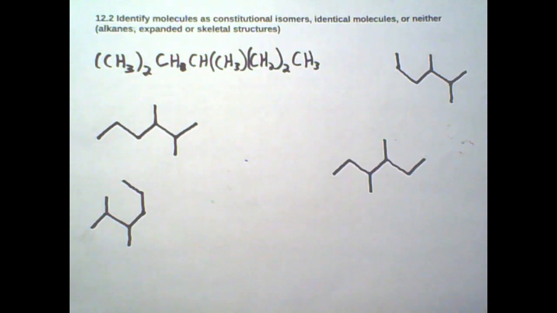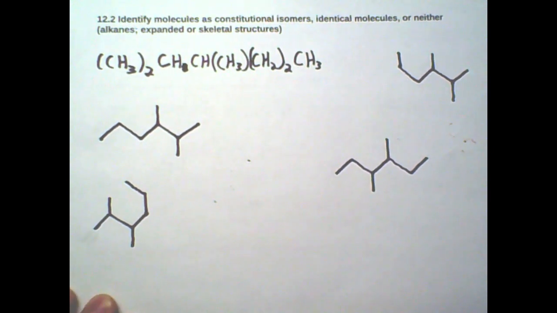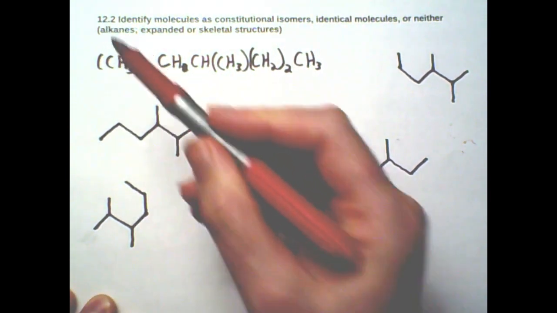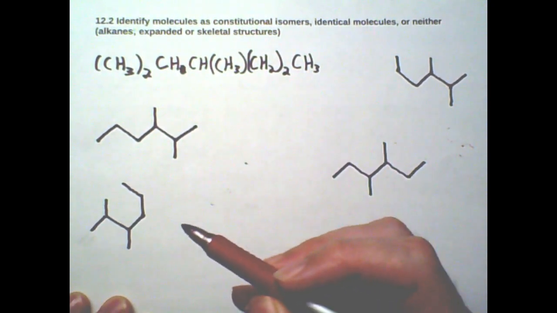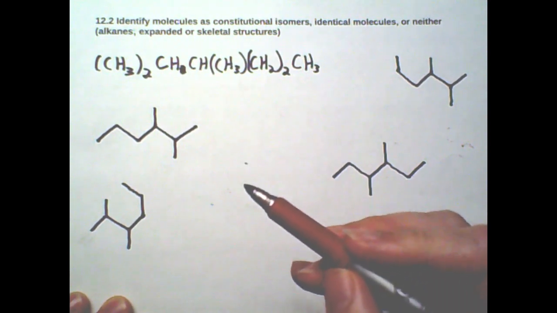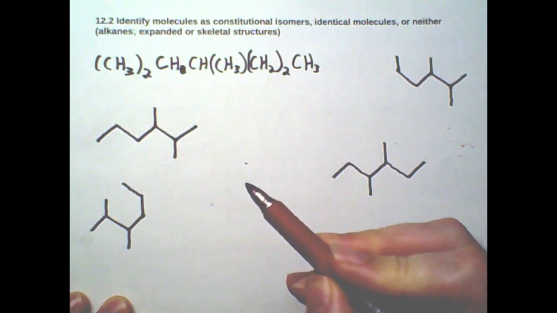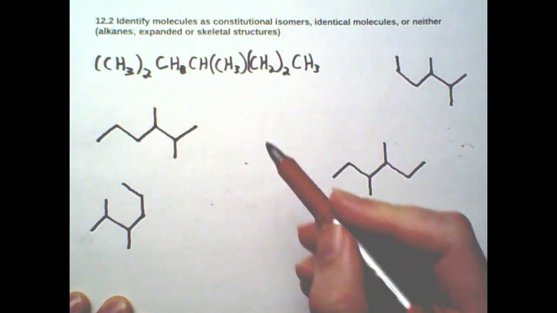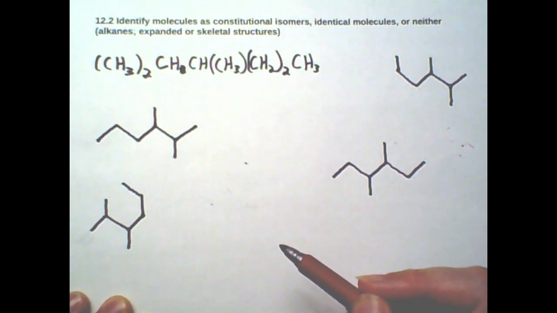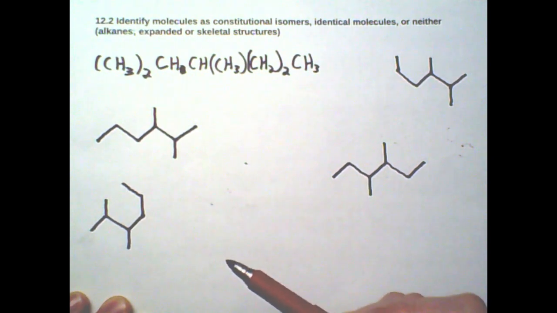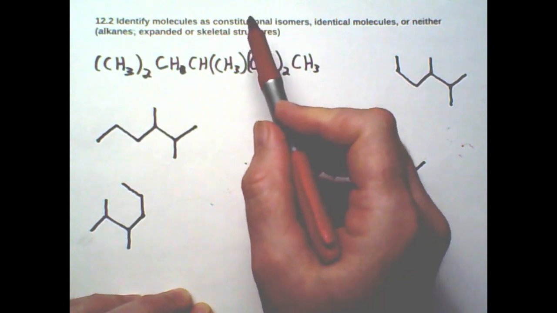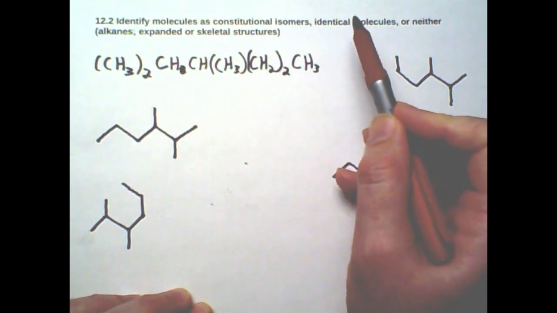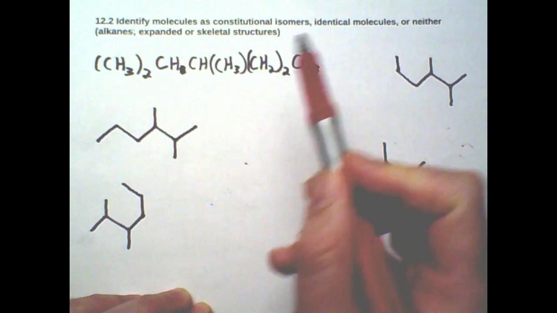By this point, you should have had quite a bit of practice with getting out your notebook, writing down the problem numbers or the learning objective, and starting a page so that you're ready for when you're tested on this stuff. But you also should have had a bunch of practice turning condensed structures into line angle or skeletal structures. So we want to answer this question. Are molecules constitutional isomers, identical molecules, or neither?